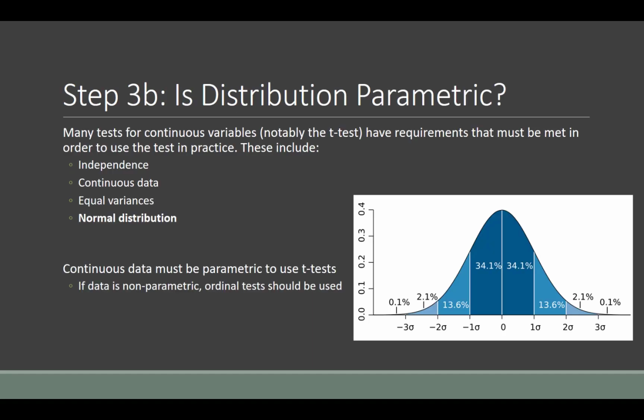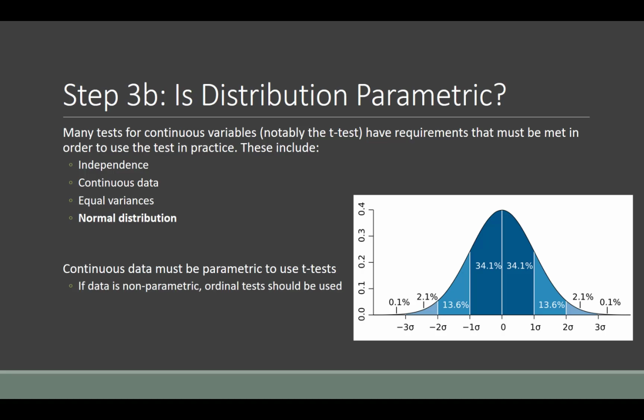For continuous variables in particular, we also need to ask whether the distribution is parametric or not, whether it's normally distributed or shaped like a bell. Many tests for continuous variables, notably the t-tests and some other tests, have certain requirements that must be met in order to use the test in practice. And these include that they must have independent variables, use continuous data, have equal variances, but also that the variable must be normally distributed. And remember, a normal distribution looks like this figure here, in which the data is normally distributed around a central mean, and the mean, median, and mode all take the same value. So continuous data must be parametric to use t-tests.